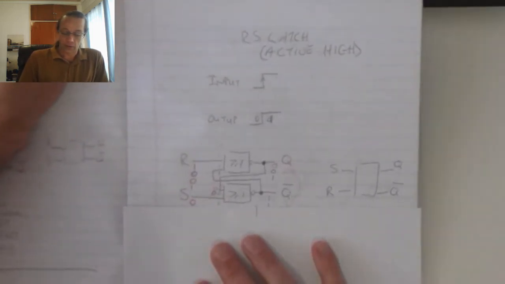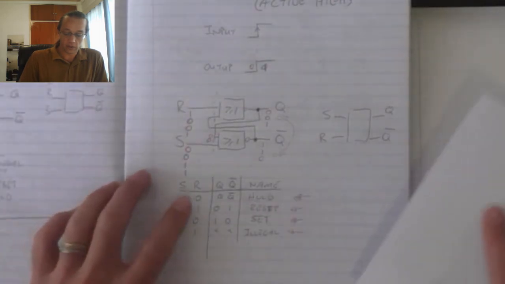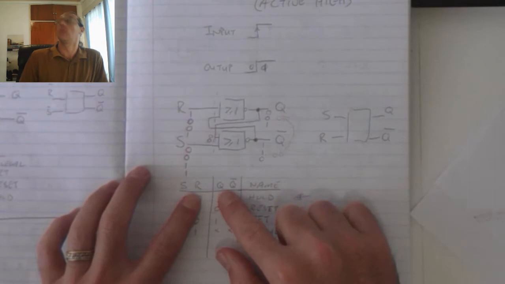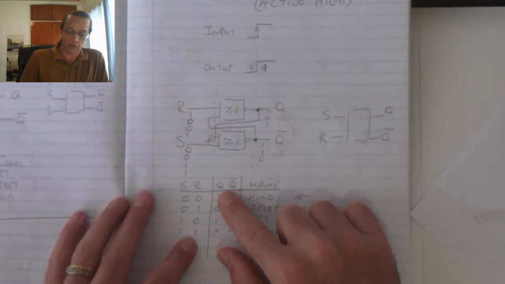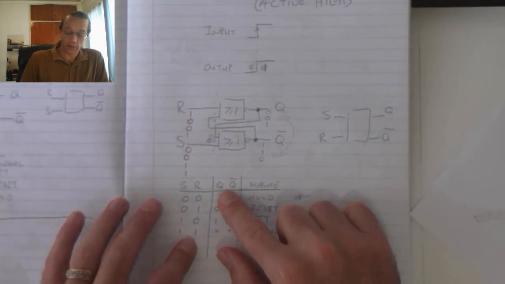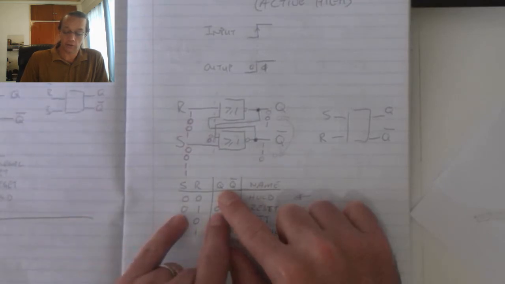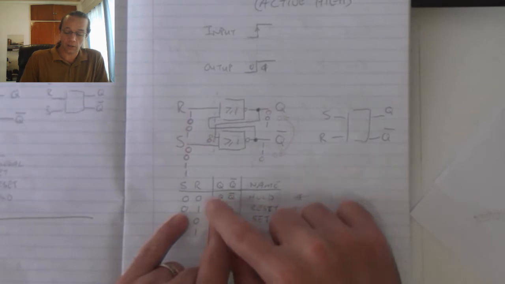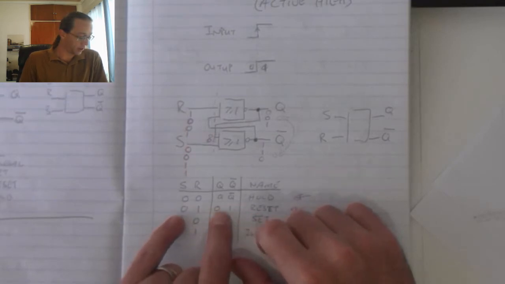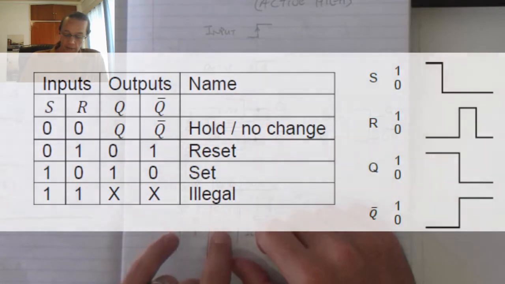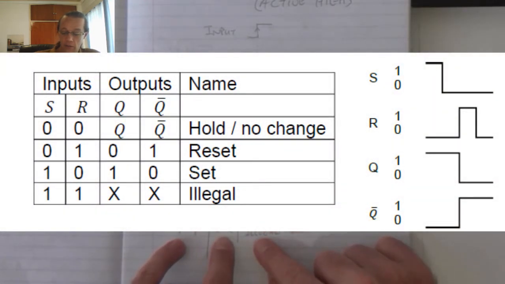The operation works as follows. SR: 0 0, 0 1, 1 0, 1 1 leading to Q and not Q. Same as with the active low, set and reset will determine the value of Q and not Q. Now Q and S must be equal for my active high, which means Q there will be 1 and there will be 0. Now the 1 1 state is illegal, so we do not use that one.